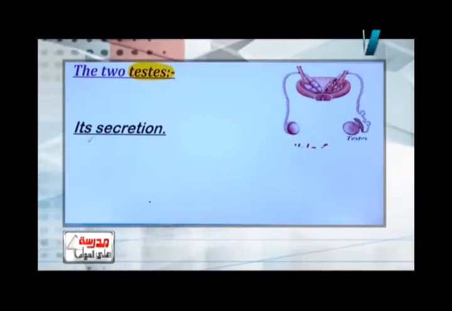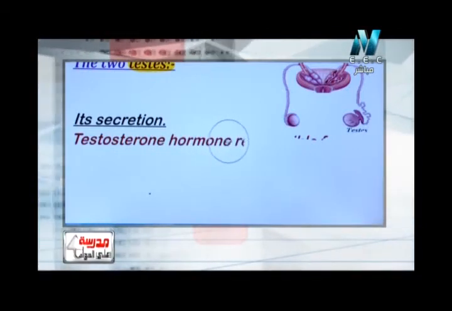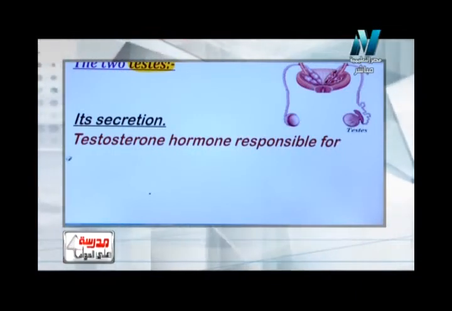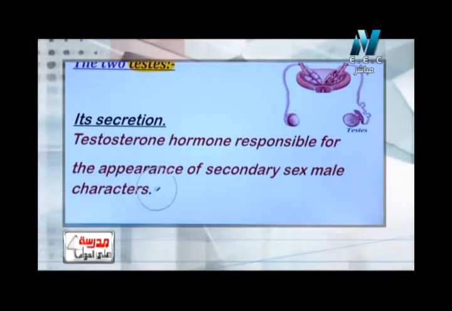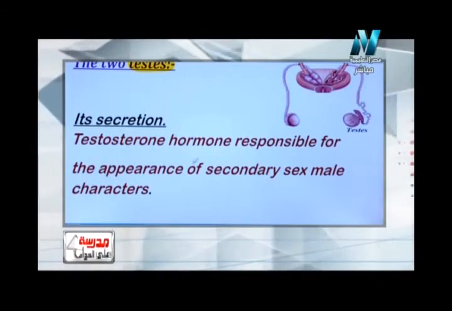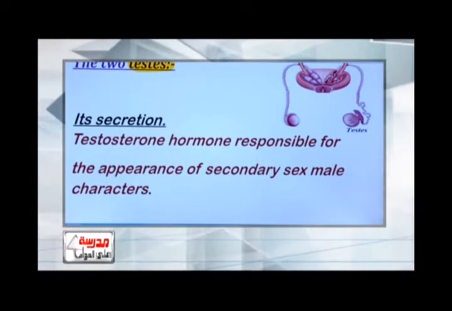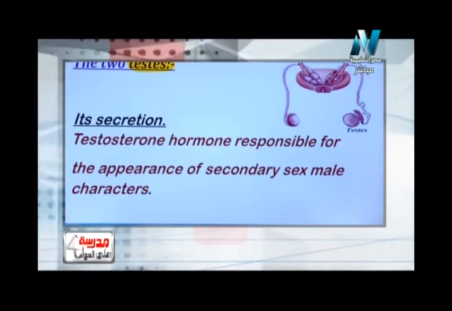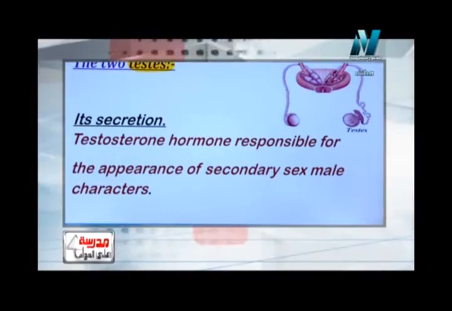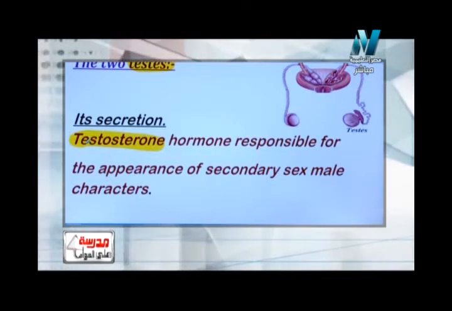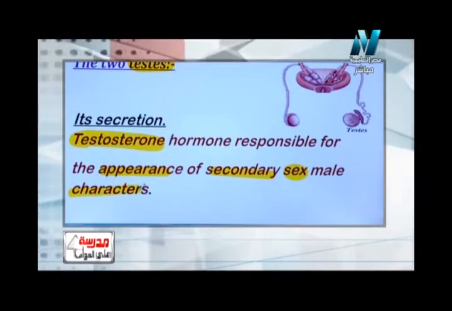What is their secretion? Of course, testosterone hormone, as we studied in second prep. What is testosterone hormone responsible for? The appearance of secondary sex male characteristics. What does secondary sex male characteristics mean? For example, growing of beard, growing of muscles, which become stronger in males than in females, and a harsh or rough voice. So testosterone hormone is secreted from the testes and responsible for the appearance of secondary sex male characteristics. Okay.